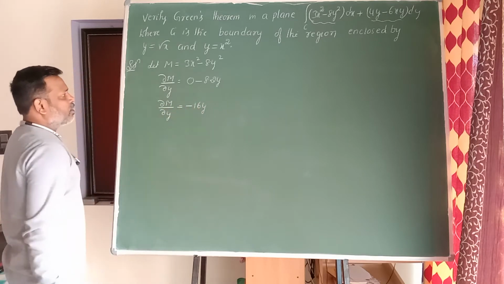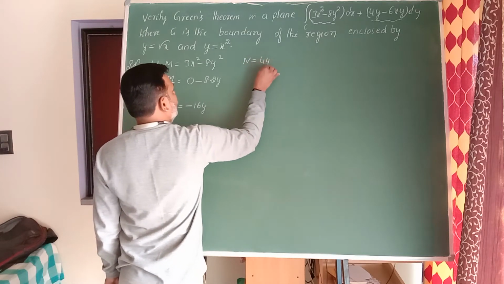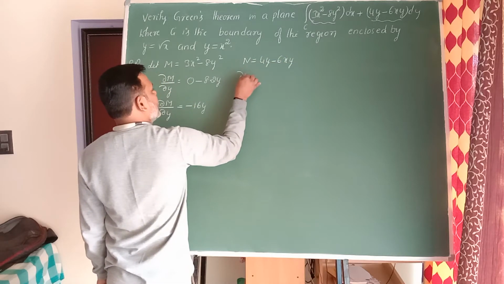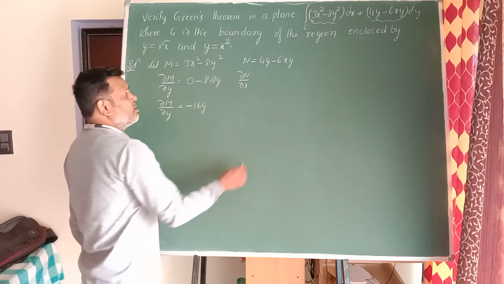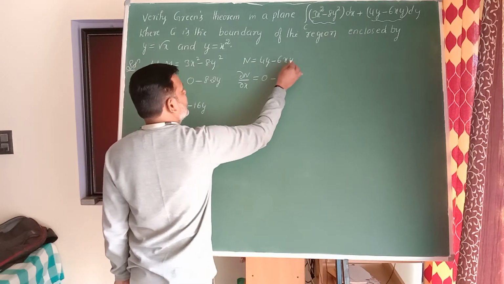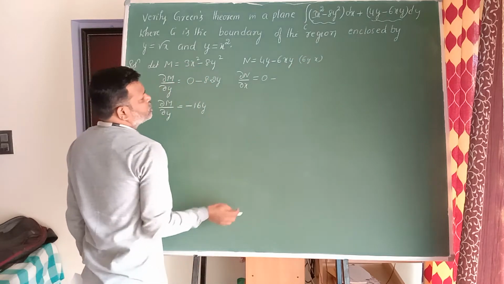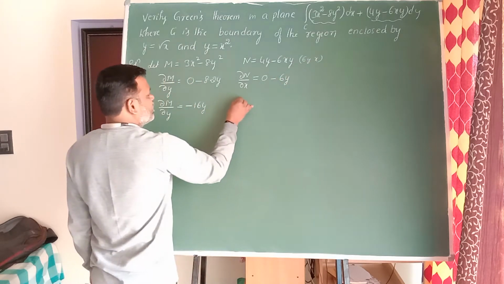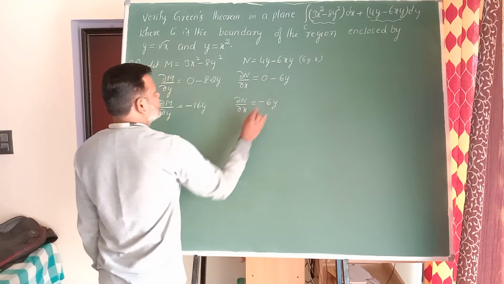Now let us consider n. n is the second function, 4y minus 6xy. Now let us find dou n divided by dou x. The y term becomes constant here. 4y is an entire constant, minus 6xy. This can be written as 6y into x. So 6y is a constant into x, the answer is 6y only. Therefore dou n divided by dou x is equal to minus 6y. So this is the first step.